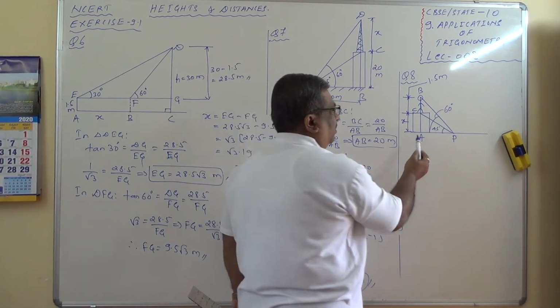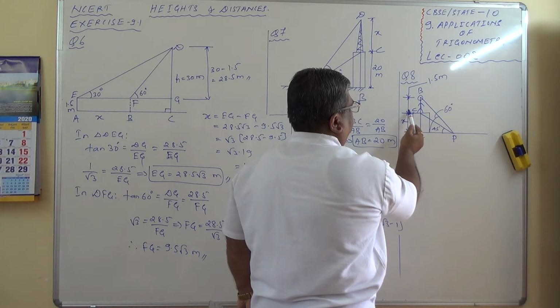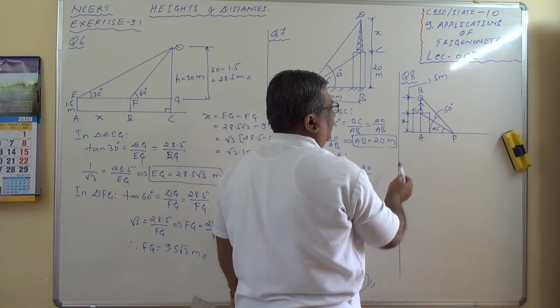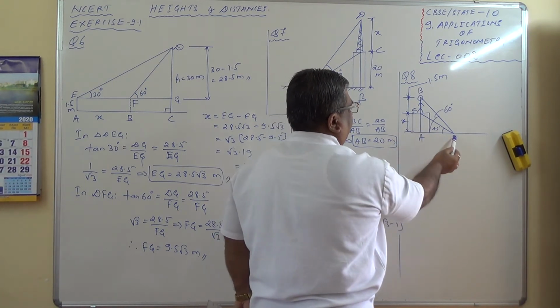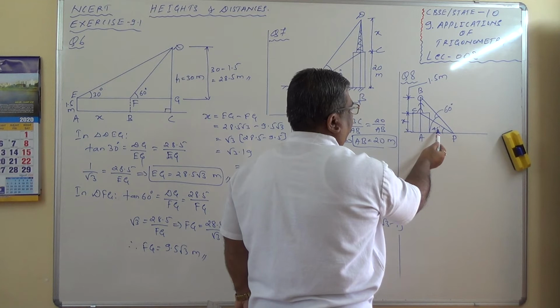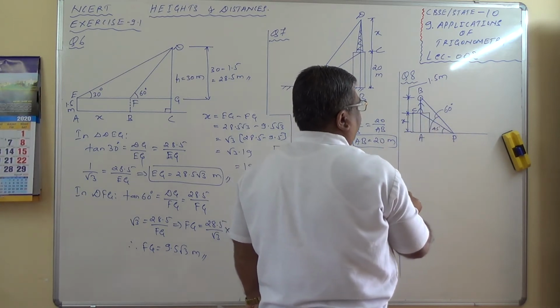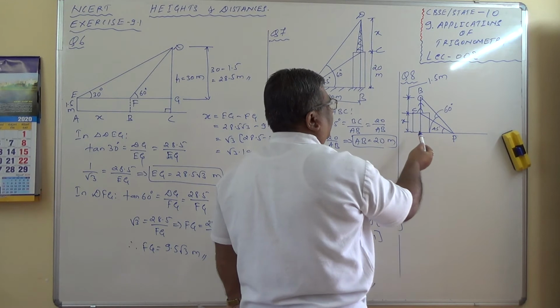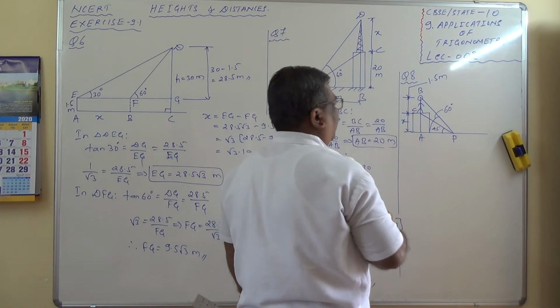Question number 8. This is a pedestal on which there is a statue. Height of the statue is 1.5 meter. Let the height of the pedestal be x here. From the point P, when the bottom of the statue, or top of the pedestal, is viewed, the angle of elevation is 45 degrees, and the angle of elevation of the top of the statue is 60 degrees. We need to find the height of the pedestal. X is what we need to find out.